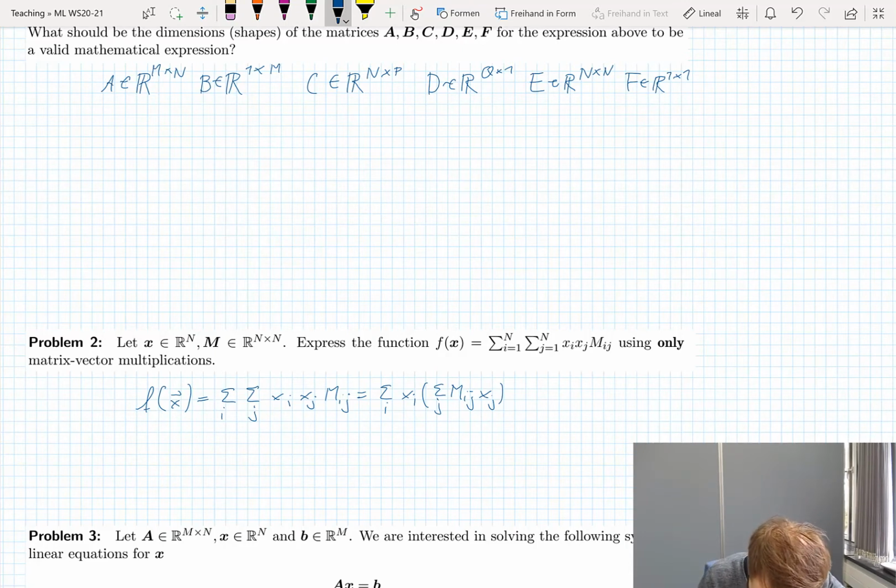So that's what I did here, and then it becomes clear that this is just a matrix vector multiplication. So this is just m times x, m_i.